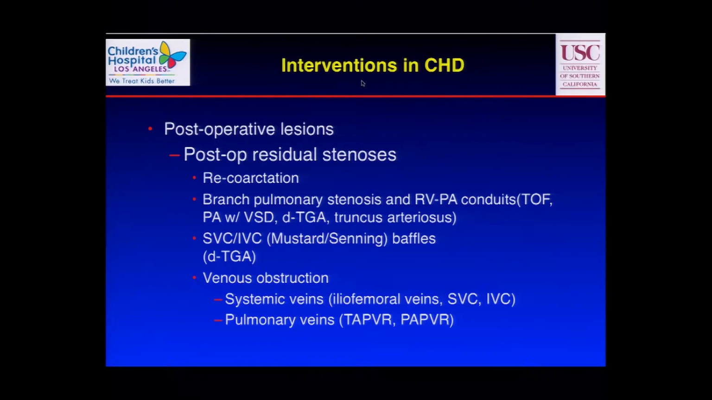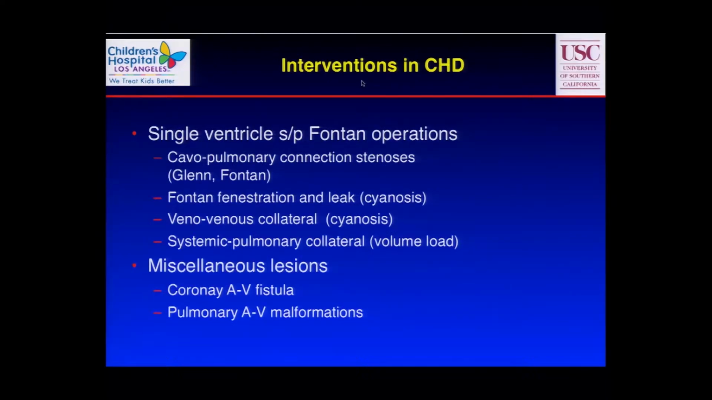Remember the old Mustard baffles, where stenting was needed for obstruction. There are also venous obstructions, both systemic and pulmonary veins, that we have to intervene on. Then we have all these single ventricle patients who've had Fontans and the pathway to the Fontan. All these caval pulmonary connections, like the Glens, can become stenotic and need to be opened up. We also close leaks and fenestrations in the Fontans, veno-venous collaterals, systemic pulmonary collaterals, and various lesions in the coronary and pulmonary AV malformations.